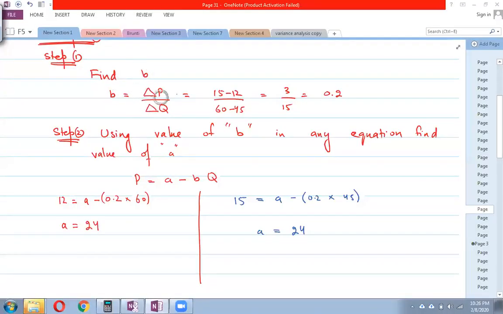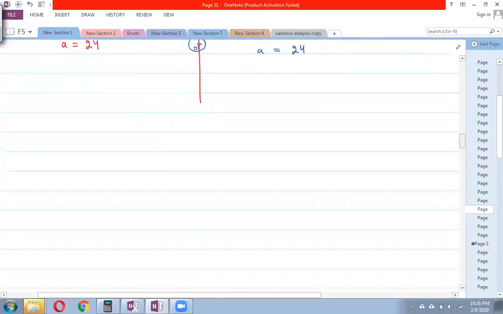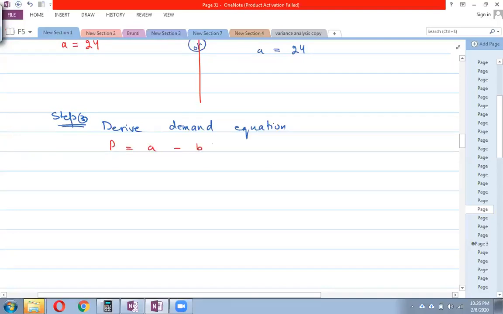So first of all, find the value of B. Using the value of B in any set of information, like price and quantity, this one or this one, you can get the value of A. Now, once you have the value of A and the value of B, what do you do next? Then you write the demand equation. So step 3, derive the demand equation, which is P is equal to A minus BQ.